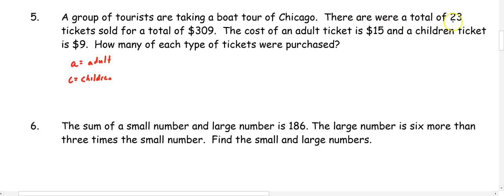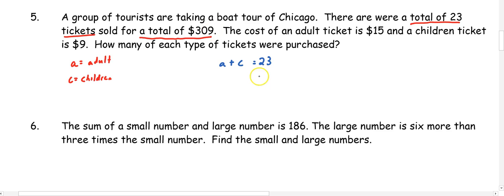So we know that there was a total of 23 tickets sold for a total of $309. So our first equation we're going to say is equal to 23 because whenever we have a total, it's equal to that. So to get 23, we have to know how many adults and how many children are together. So we're going to add A plus C and set it equal to 23.